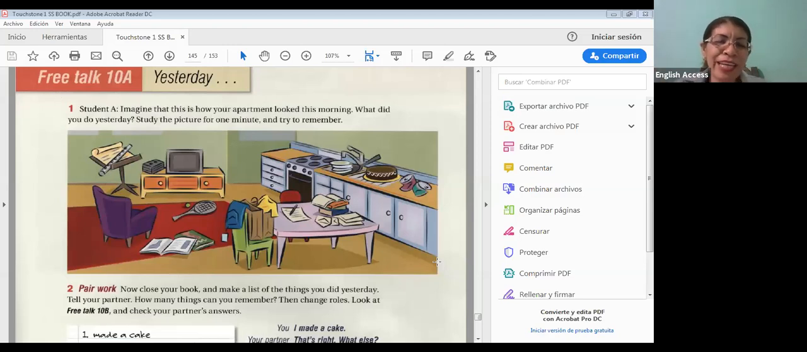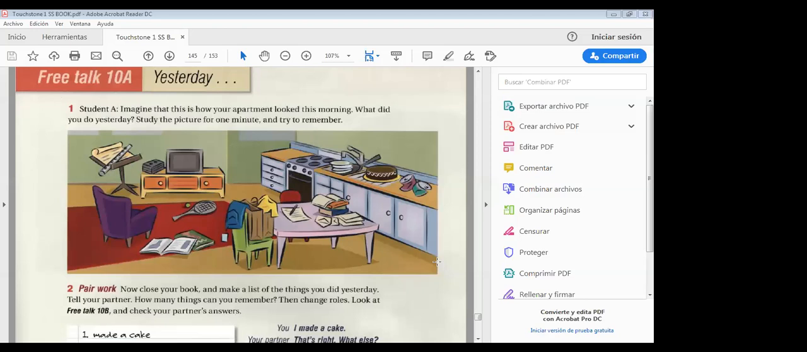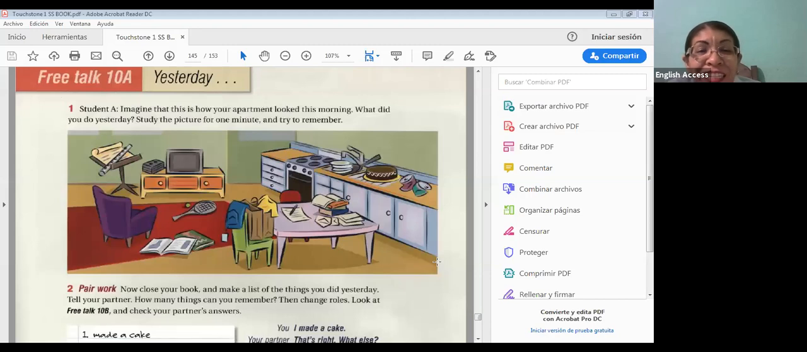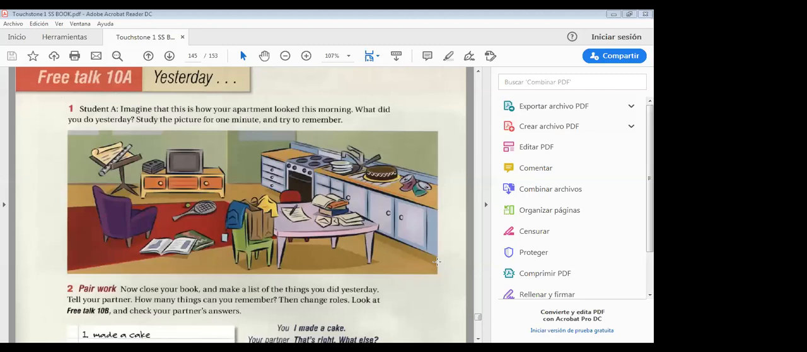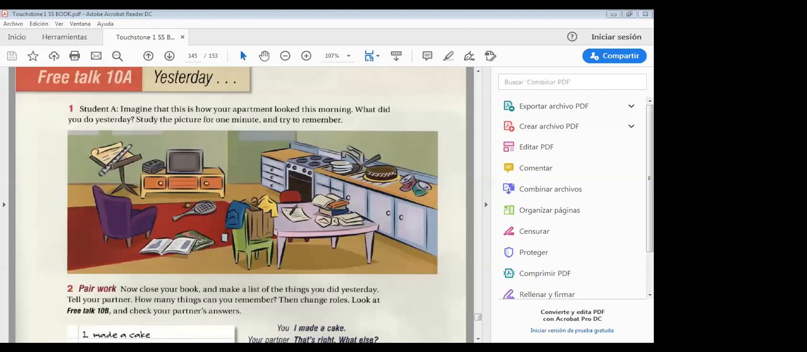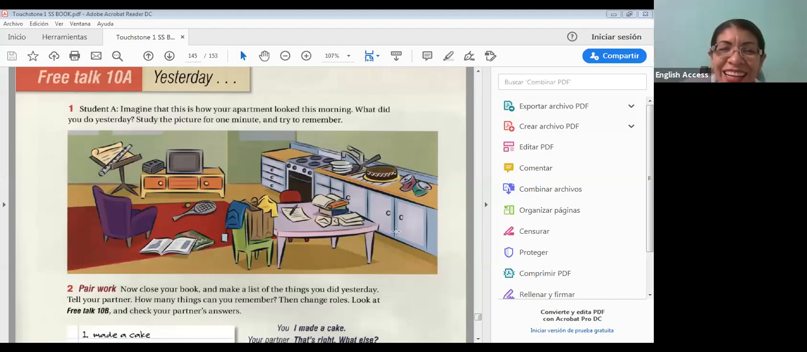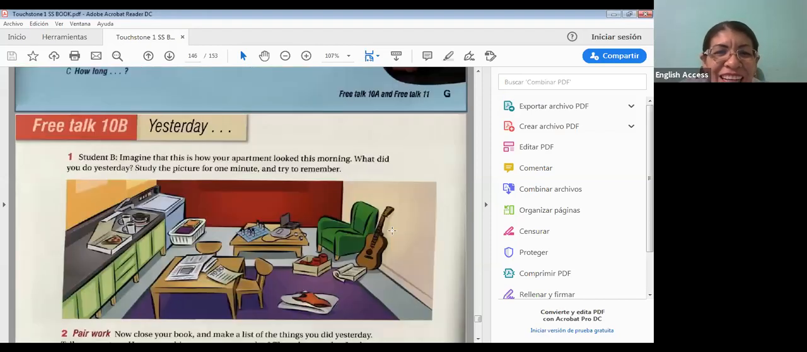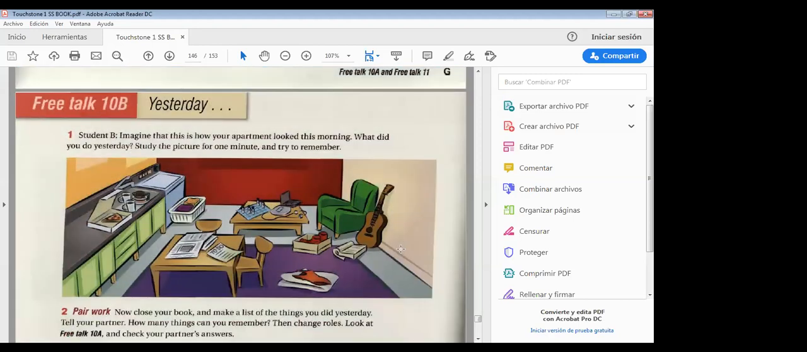So here we have the picture again. What other information can you add, Luis? I read letters, or I wrote letters. You wrote some letters, yes. I watch videos. Look at this part, for example. What can you say about this? Wash dishes. I didn't wash the dishes. Or I didn't do the dishes.